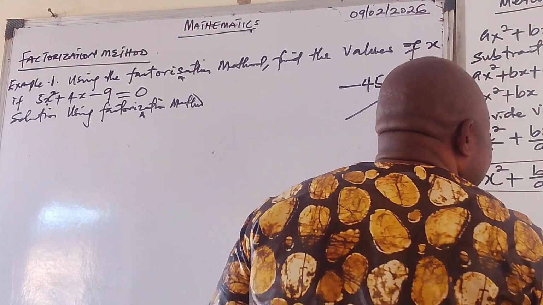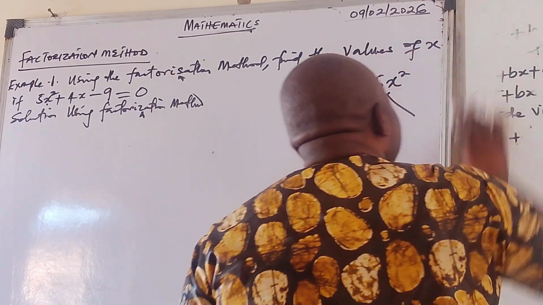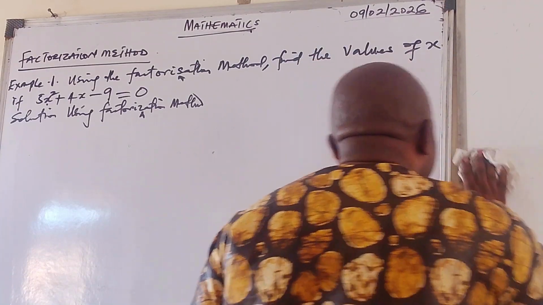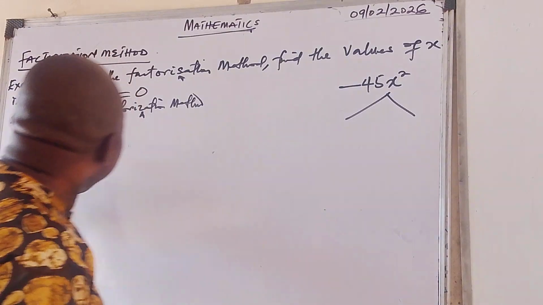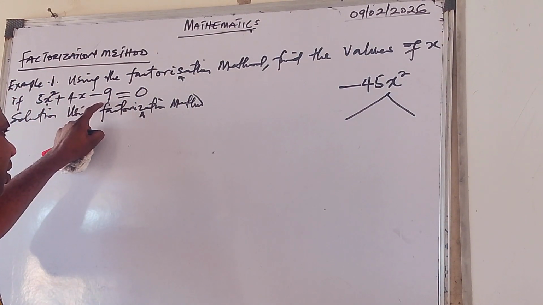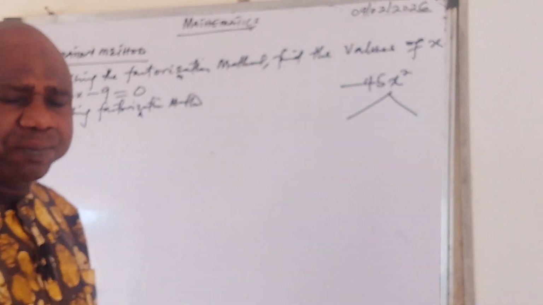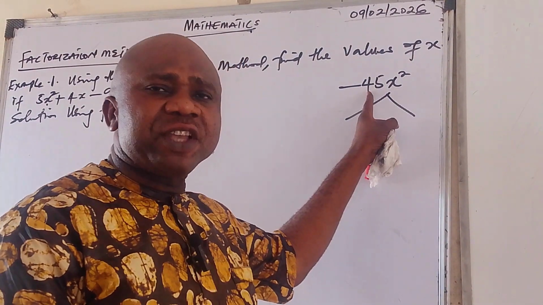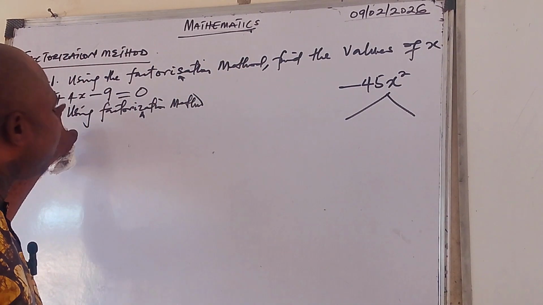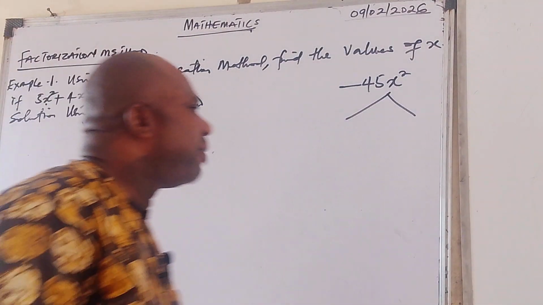That's the first step. Now, the next step is to look for two factors that when you multiply, it gives minus 45x squared, but when you add, it gives plus 4x. I take it again. The first step is to multiply a by c, and we got minus 45x squared. Now the next step is to look for two factors that when you multiply, it gives minus 45x squared, then when you add, it gives plus 4x.